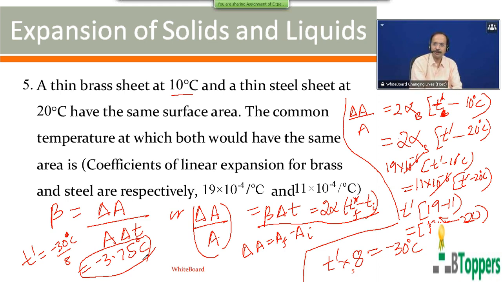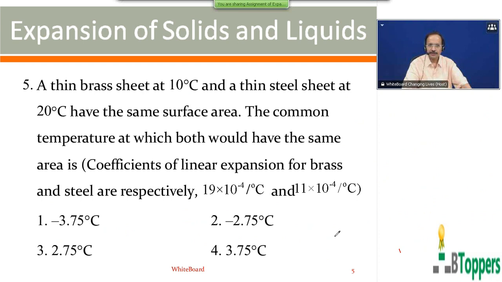Those who want to copy the calculation part, please take a pause and copy the calculation. That means both the sheets will have the same surface area again when both are at a common temperature of minus 3.75 degrees centigrade. This problem was given in one of the previous entrance exam papers in the medical entrance. So for question number 5, the first option is the answer.